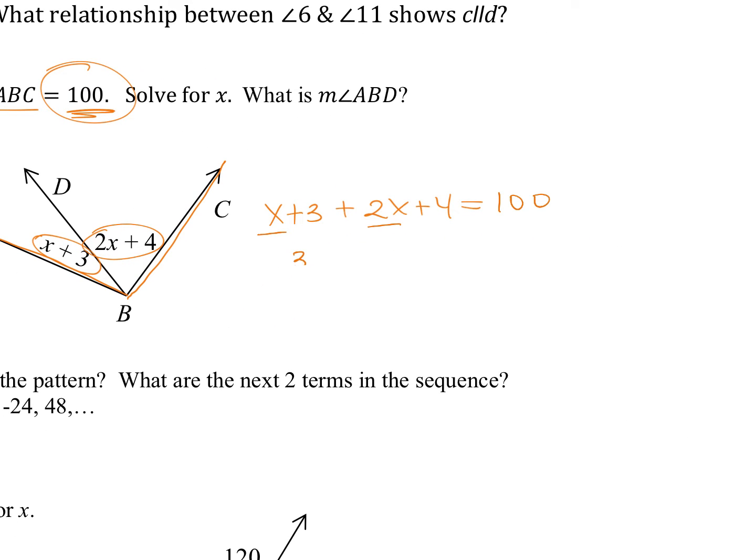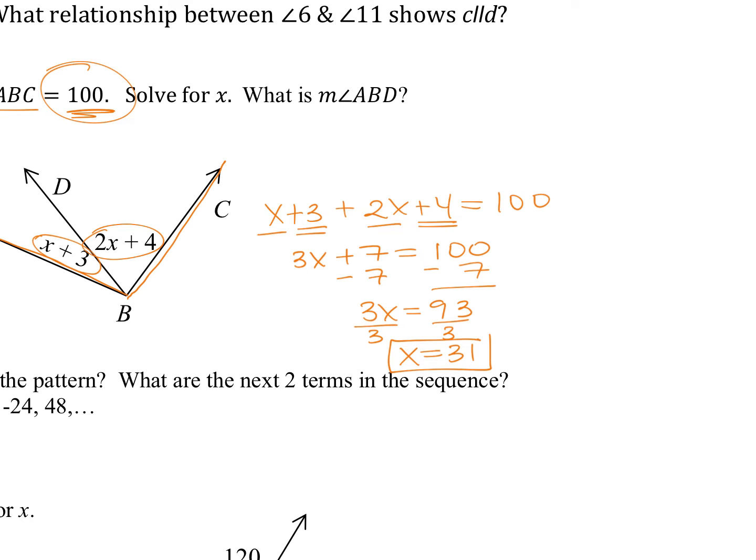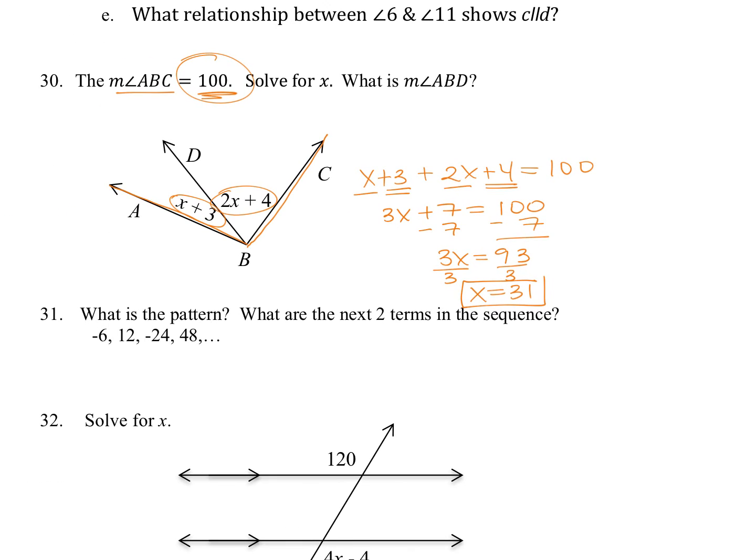So x plus 2x is 3x. 3 plus 4 is 7 equals 100. You're going to take away the 7. So 3x equals 93. And then you're going to divide by 3. So x is 31. The question is, solve for x, but then what is the measure of angle ABD? And ABD is right here. Okay, so to find that, you take the 31 and you drop it in. 31 plus 3 is 34 degrees.